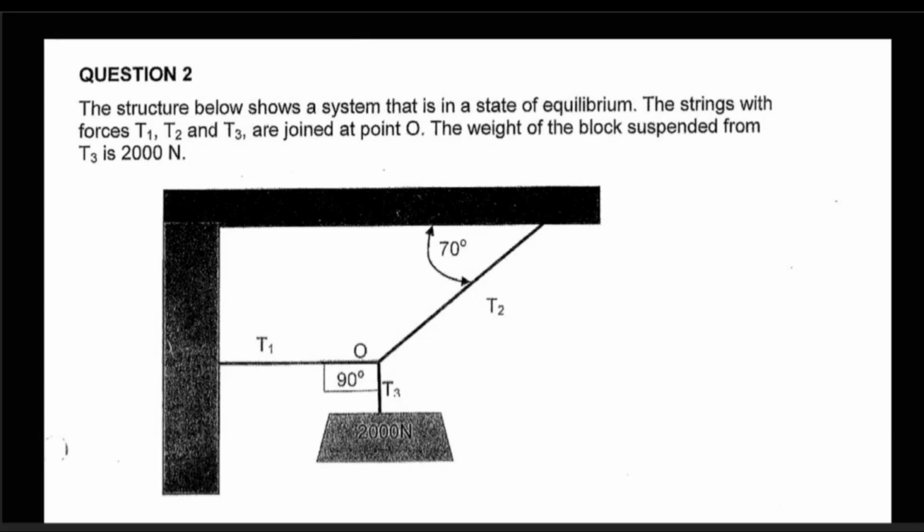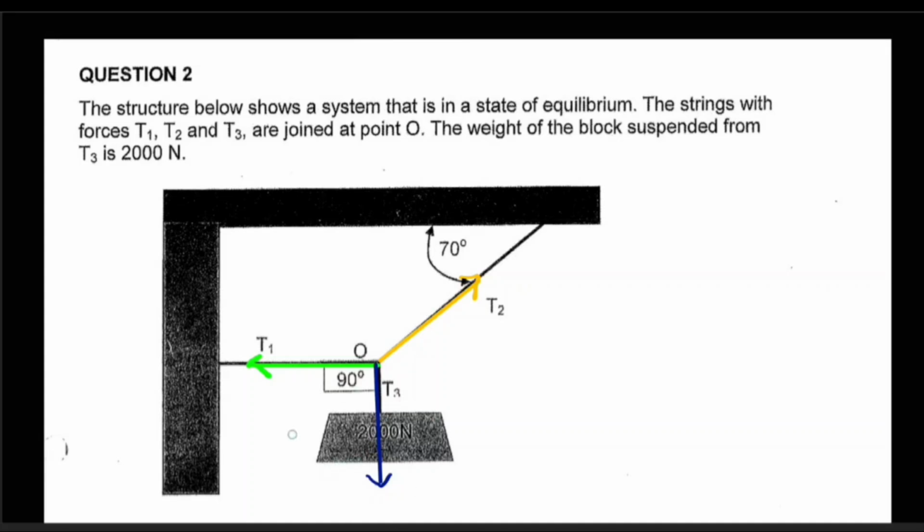So O is going to experience all three forces. Let's just start off by drawing the forces that it experiences. So we know that we're dealing with T1, T2, and T3. Here, T1 goes to the left, so it is acting horizontally. T2 acts at an angle of 70 degrees.